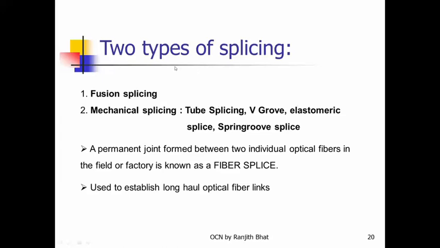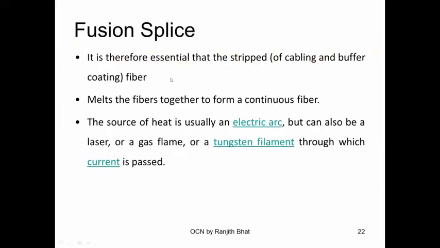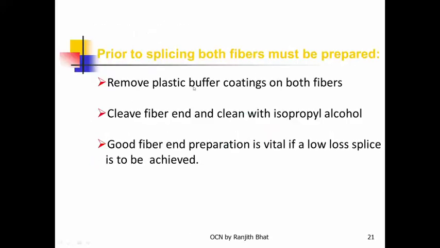Okay, you have two types of splicing: fusion splicing and mechanical splicing. In mechanical splicing, we have V groove and spring groove splicing. Let us see what the splicing types are. So we need to remove the plastic buffer coating. As I already told you, the optical fibers will not only have the core and cladding but also have a plastic sheath. We need to open that.